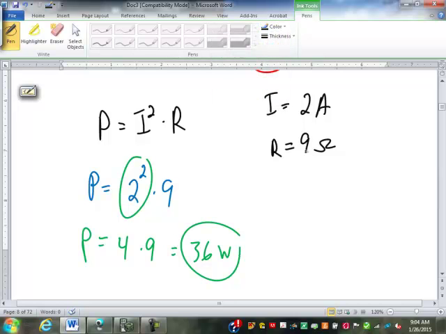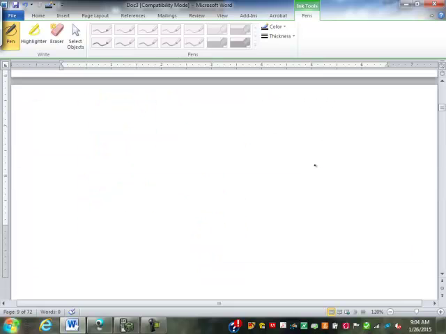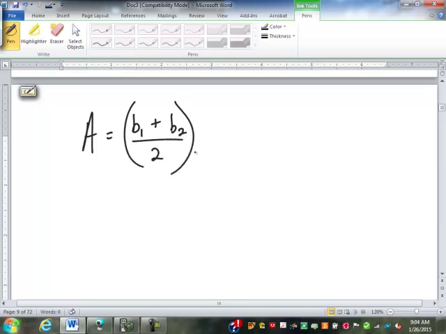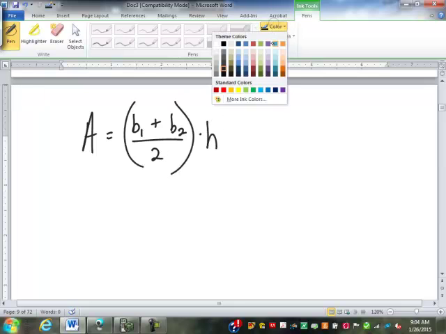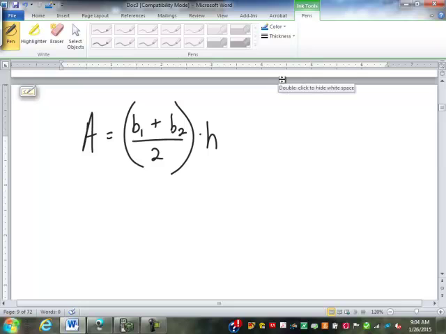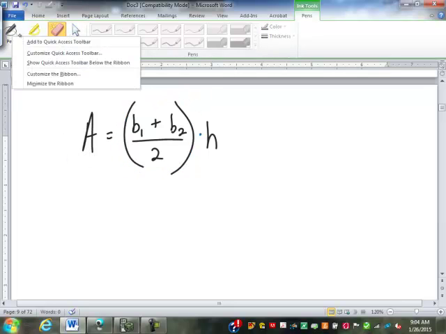We can run into formulas that are even more complicated, like the area of a trapezoid. The area of a trapezoid is equal to base 1 plus base 2 over 2, in other words, the average of the bases, times the height. You add the bases divided by 2. That's the average of the bases. You are averaging. You're taking the bases, you're adding them together and dividing by 2. This right here is the average of the bases. No problem.